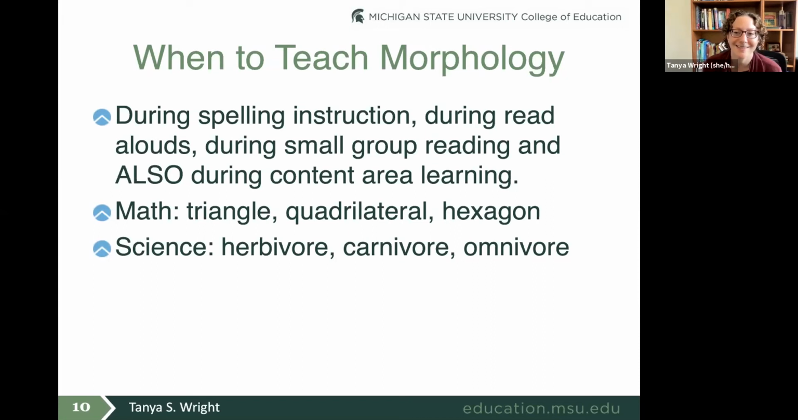I just did math and science, not because I don't love social studies, but just look at triangle, quadrilateral, hexagon, herbivore, carnivore, omnivore, so much to talk about word parts in all the words that come up as we learn new things in our content areas.